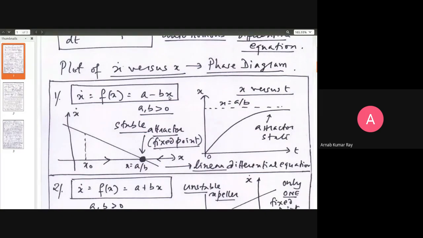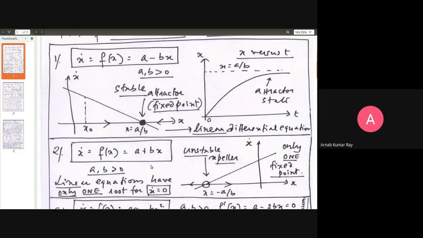So when x is equal to 0, x dot is equal to a, as in here. When x dot is equal to 0, x is equal to a by b, as in here. This is a straight line, right? And now you follow a little important discussion.